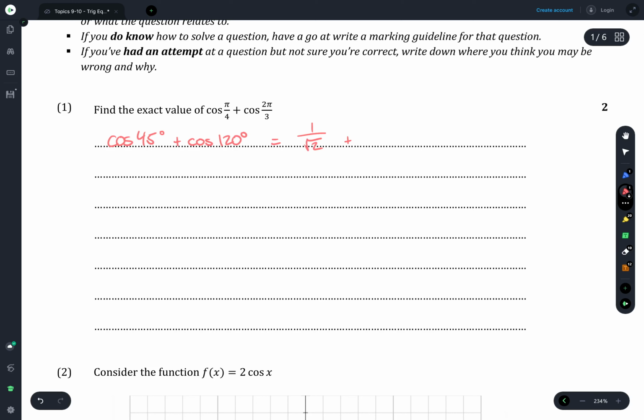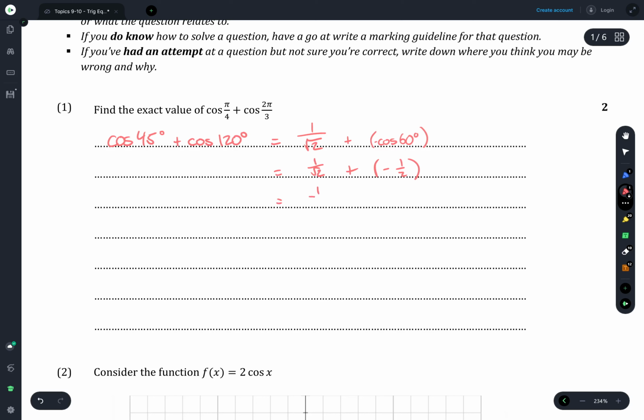And cos 120 degrees is the same as negative cos 60 degrees. We say it's 60 degrees because we can see that we're looking in the second quadrant. We'll do 180 minus 120, so it's 60 degrees. And as we know, cos is negative in the second quadrant, so that's why we say it's negative cos 60. So from that, we have 1 over root 2 again, and then negative cos 60 will be negative 1 over 2.